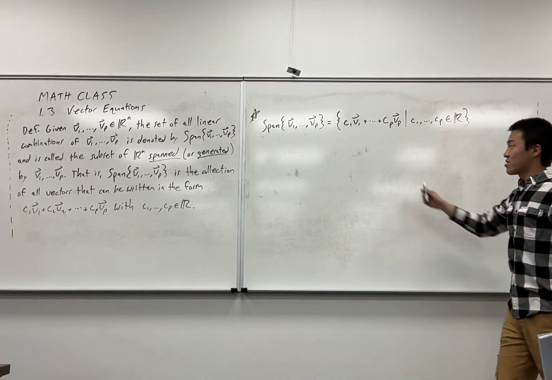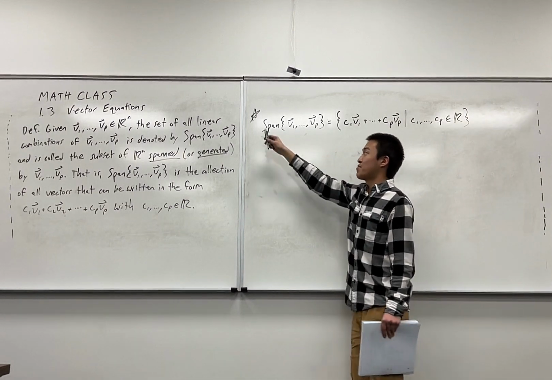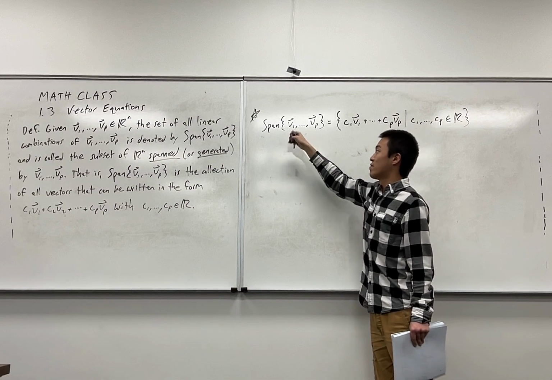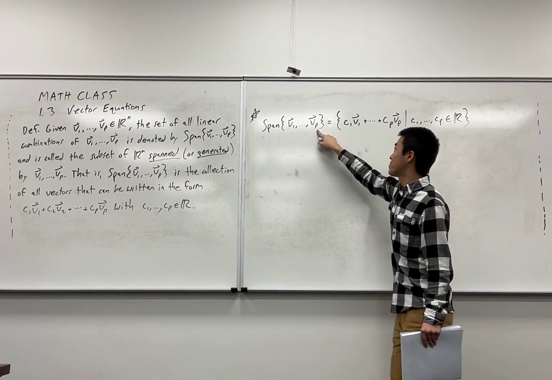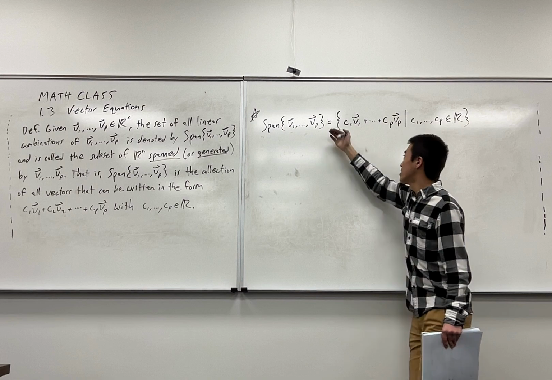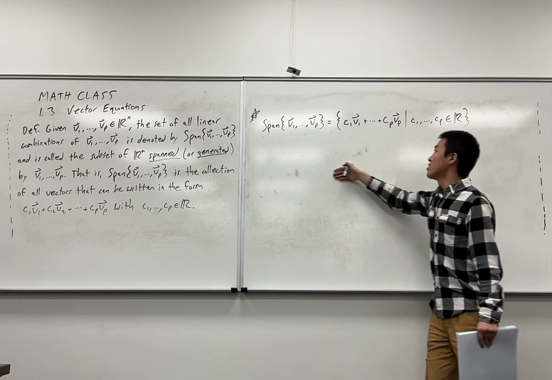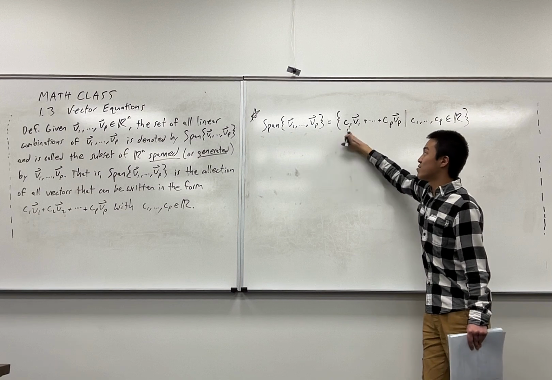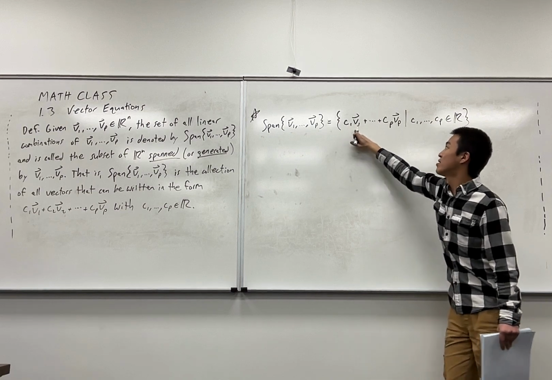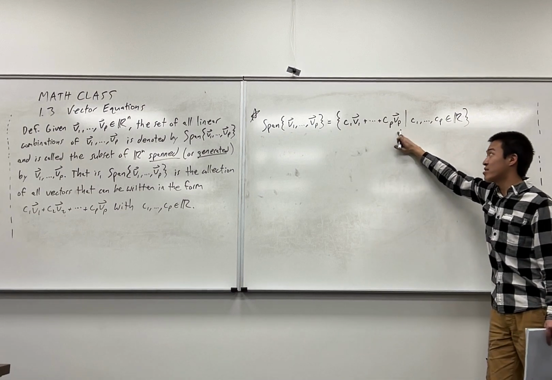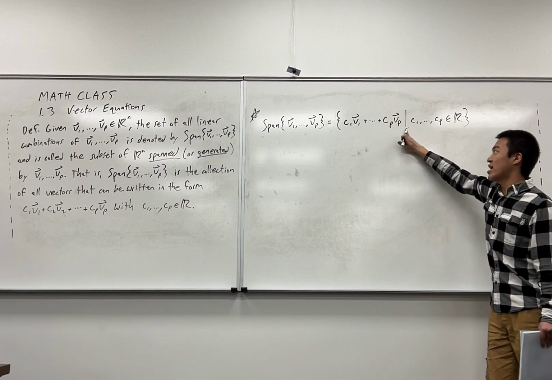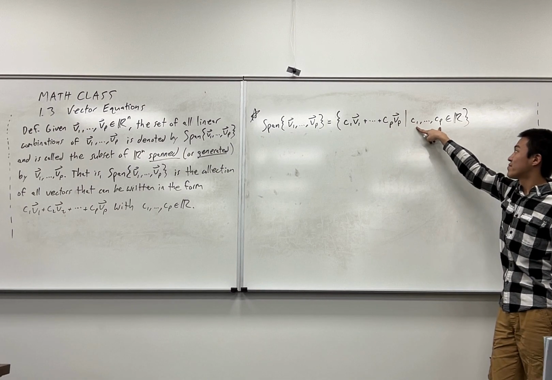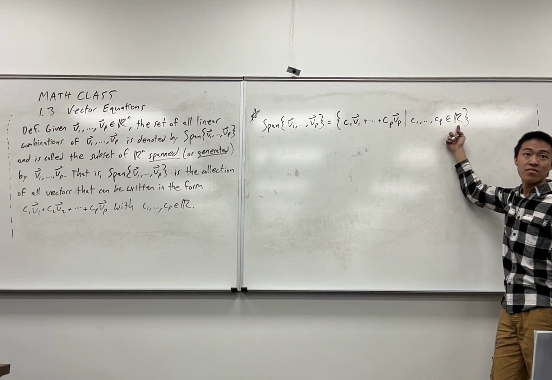So how do I read this? Everyone say it with me. Span of the set of vectors V1 through Vp is equal to the set of linear combinations C1 V1 through Cp Vp such that C1 through Cp are real numbers, or scalars.